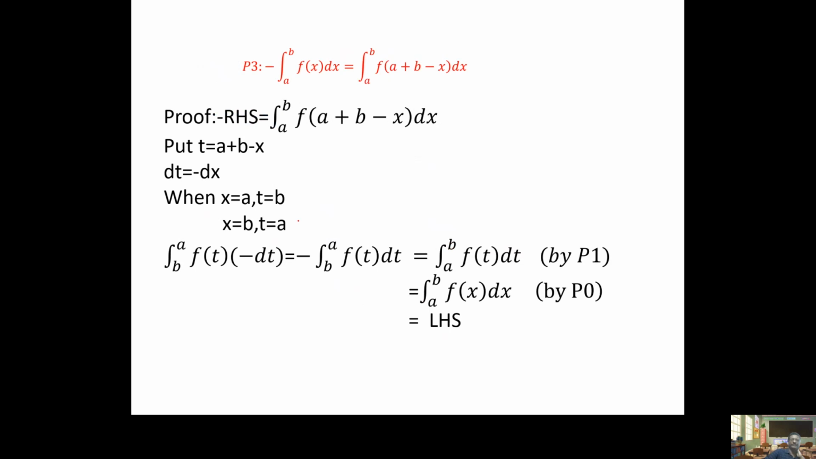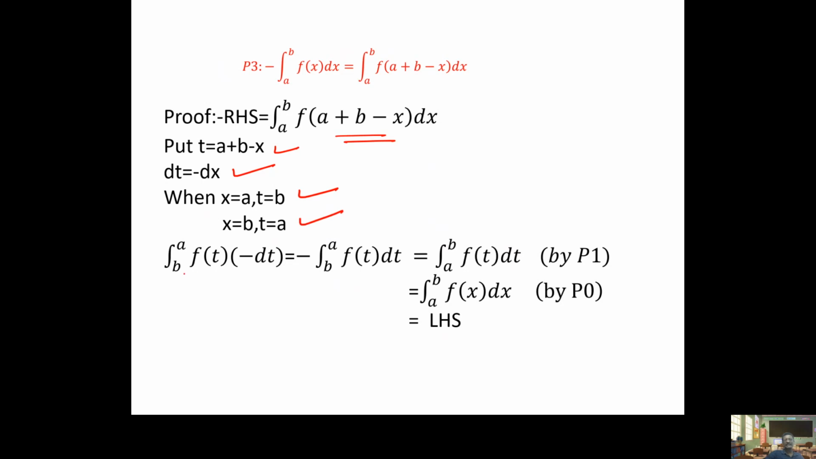Next, P3. This is a very important property. The integral from a to b of f(x) dx is equal to the integral from a to b of f(a plus b minus x) dx, where f(x) is a continuous function on the closed interval. So take the right hand side, f(a plus b minus x). Put t is equal to a plus b minus x. What is dt by dx? Minus 1, or dt is equal to minus dx. When x is equal to a, t is equal to b. When x is equal to b, t is equal to a.